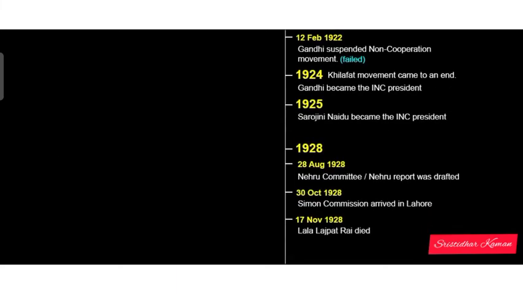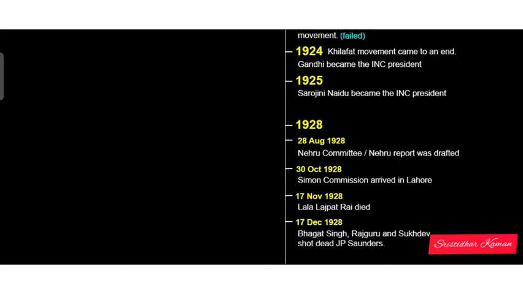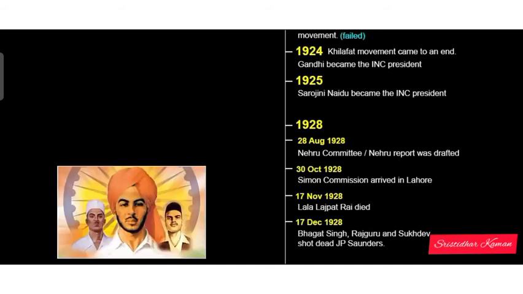So as we know, Lala Lajpat Rai died on 17 November 1928. Next month, that is on December 17, 1928, Bhagat Singh, Rajguru and Sukhdev shot dead J.P. Saunders, who was the Assistant Superintendent of Police, outside the Superintendent's office in Lahore. Lala Lajpat Rai was Bhagat Singh's mentor.